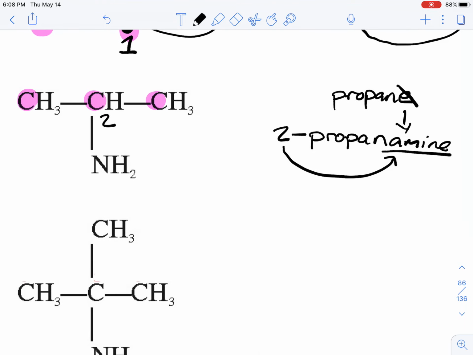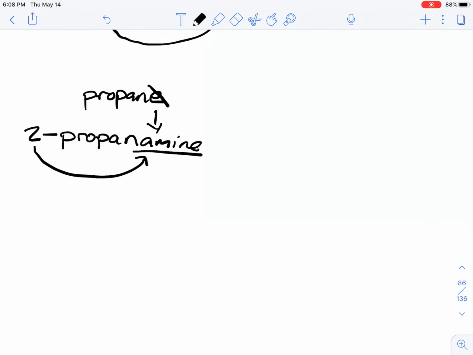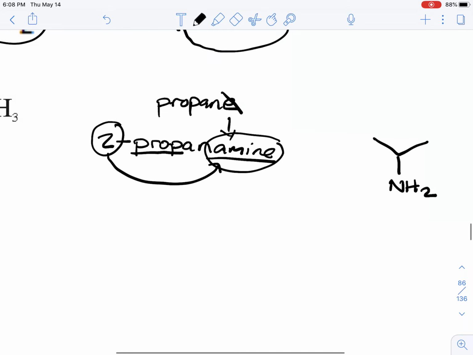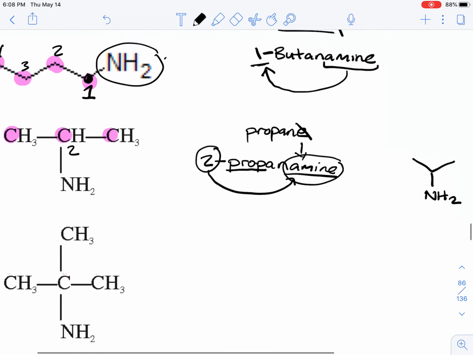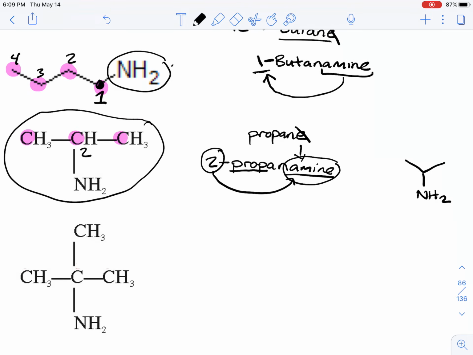And so that would be my final answer, where if I was trying to draw the structure from this name, I recognize I have prop, which is a 3-carbon compound, and this is telling me that on the 2nd carbon I have an amine functional group. And so the skeletal structure that I just drew is reflective of the condensed structure that you see here. Okay.